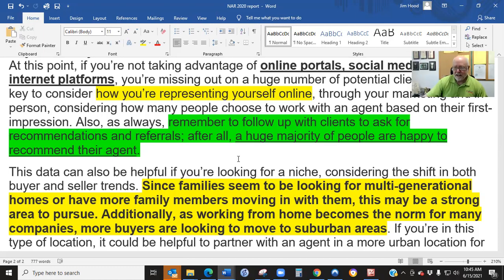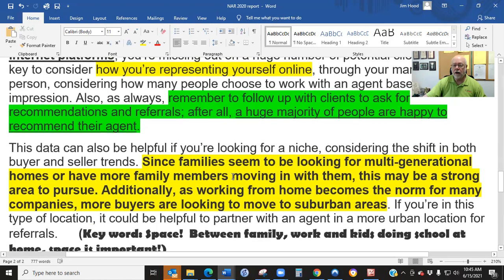All right. Since families seem to be looking for multi-generational homes or have more family members moving in with them, this may be a strong area to pursue. Additionally, as working from home becomes the norm for many companies, more buyers are looking to move to suburban areas.